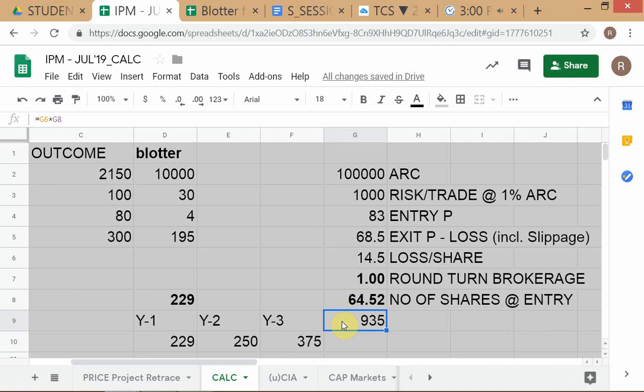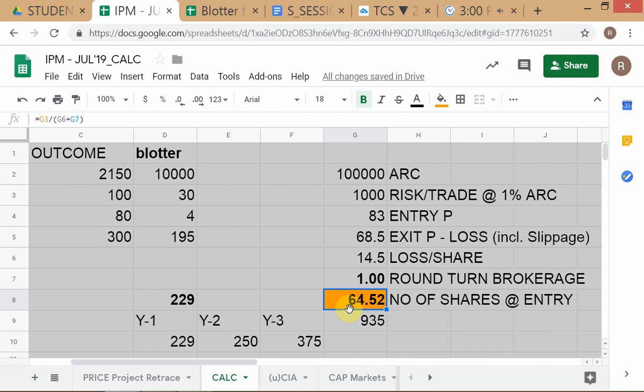What are we modeling here? This, the position size, number of shares, 64.52. Obviously you can't do 64.52, so you have to make it an integer. We can't round down to 63, so we have to make it 64. I've actually forgotten the formula for that, but that's what you have to do. If you're clear about what you have to do, eventually you can find the syntax of the formula.